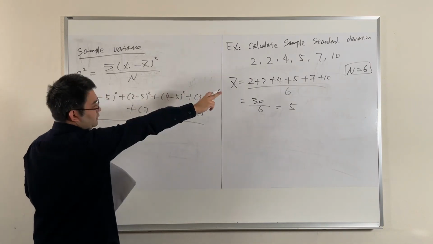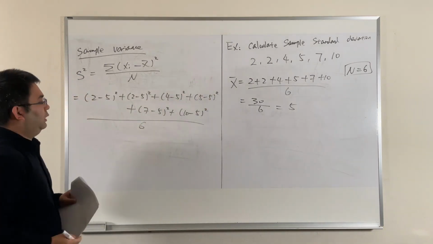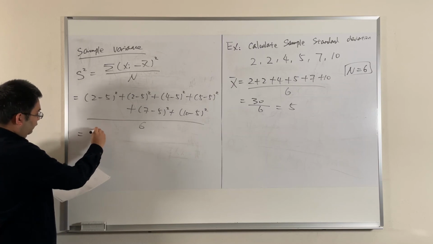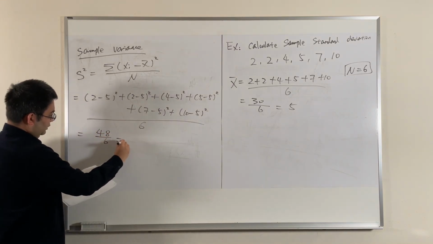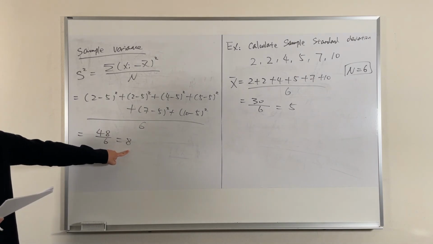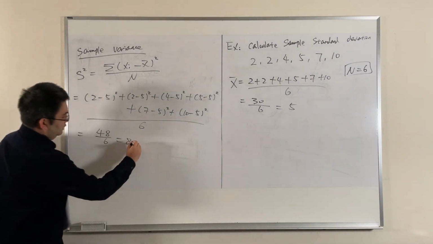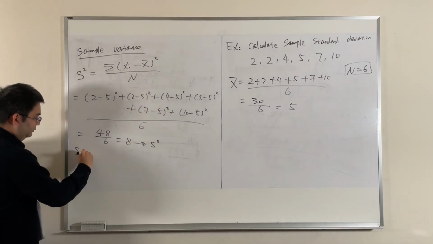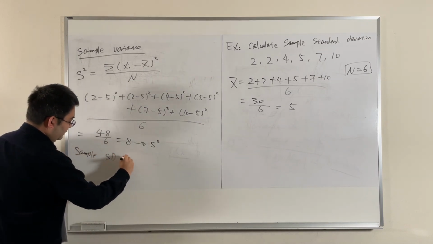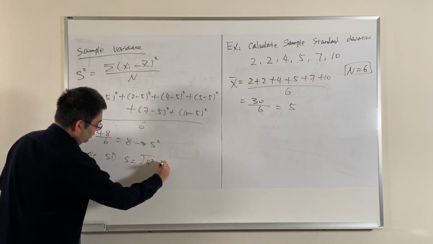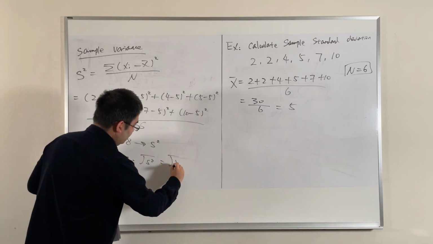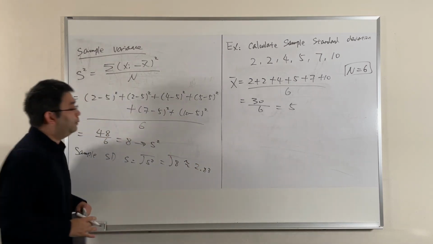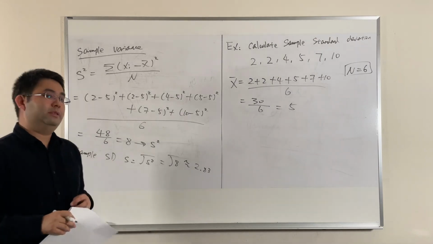In our case, n is 6. We are doing sample variance, so we're doing descriptive statistics here. That's equal to 48 divided by 6, which equals 8. So 8 is our sample variance. And then for the sample standard deviation, s, let's just take the square root of s squared. That's the square root of 8, which is approximately 2.83. Okay, and that's how you calculate your sample standard deviation.